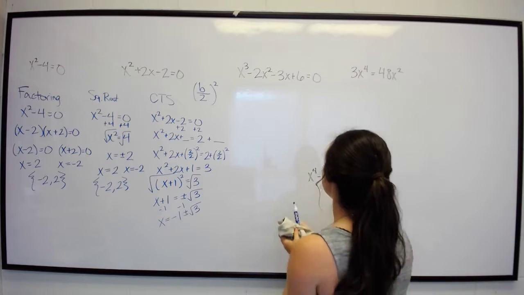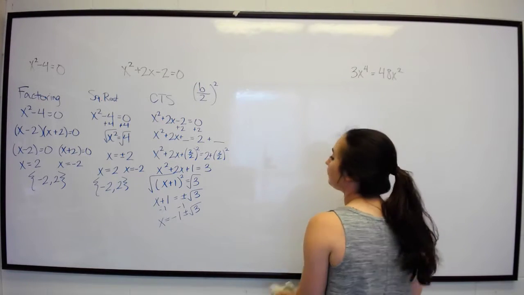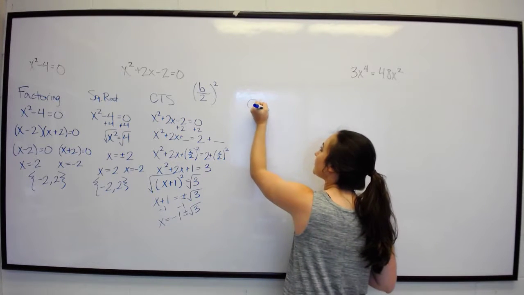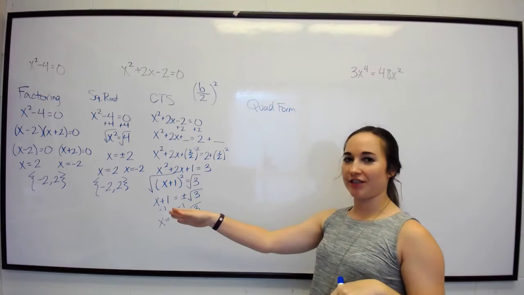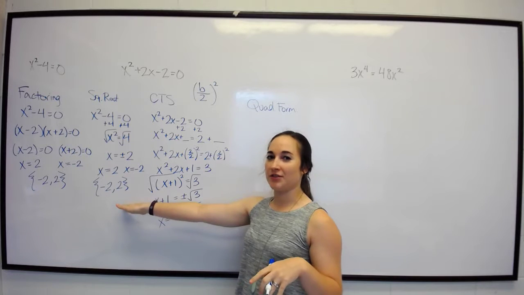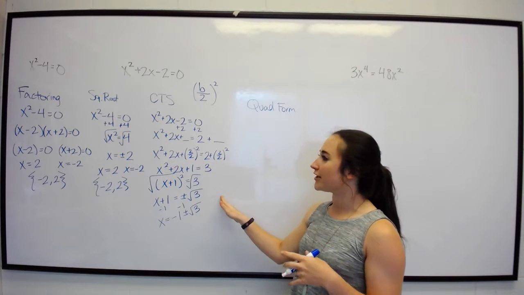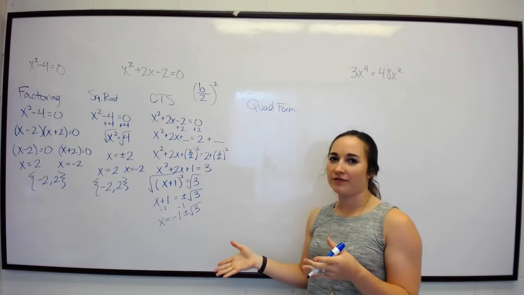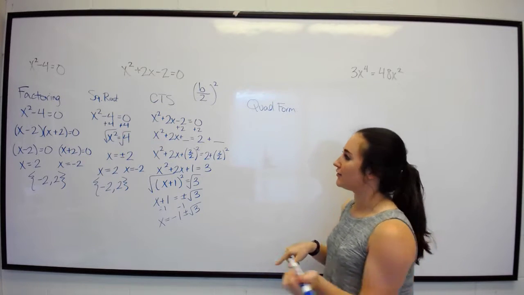In addition, we could solve this one using the quadratic formula. So we're going to do the quadratic formula. Unlike the other ones, factoring only works when you can factor the polynomial. Square root only works when you have a square term and a constant term. Completing the square works most of the time. It's easier for some problems than others, but quadratic formula will work every single time.